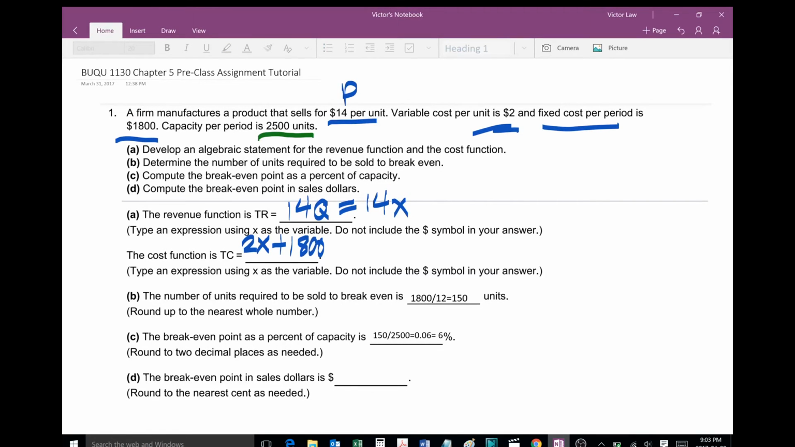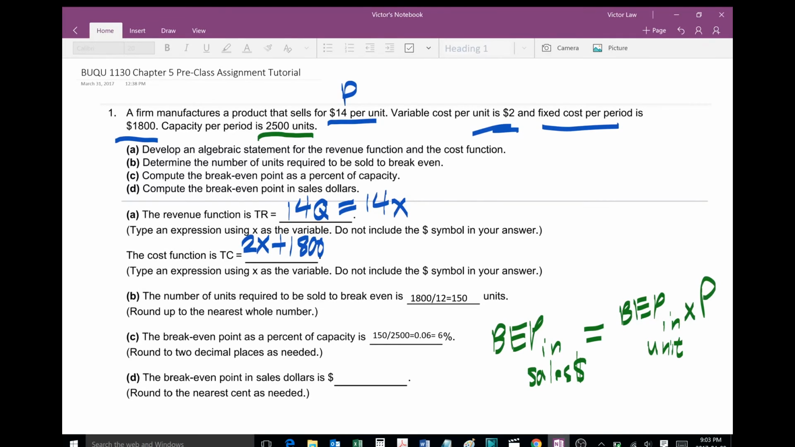For part D, we're asked to compute the break-even point in sales dollars. So the formula to calculate the break-even point in sales dollars is BEP in sales dollars is basically the BEP in units times the selling price, your price. So we know BEP in units is 150, we calculated that before, and P is from here, 14.